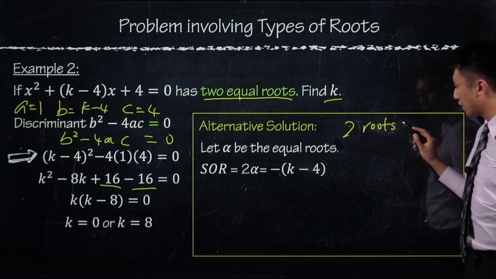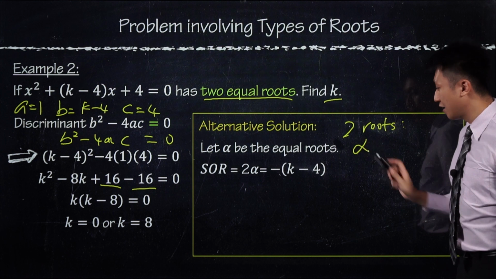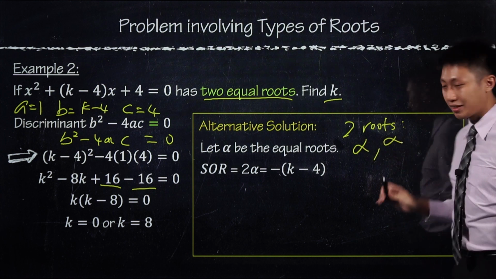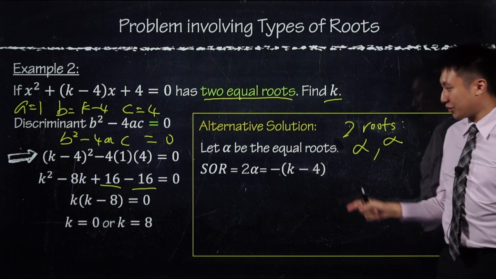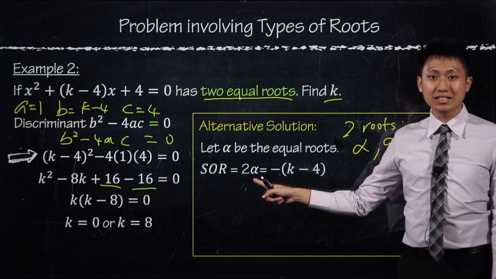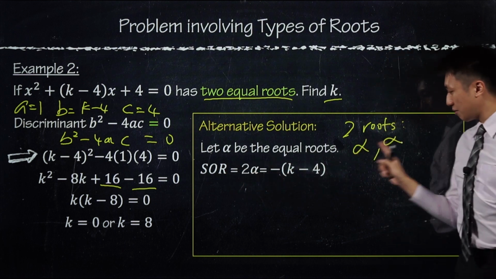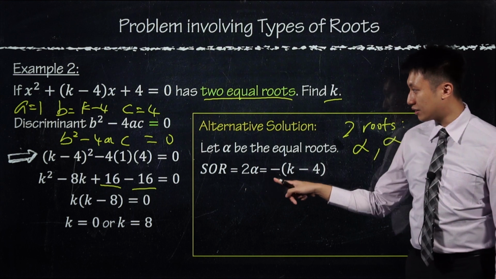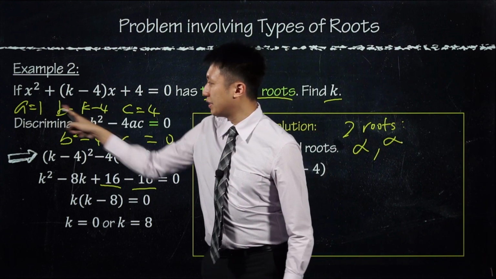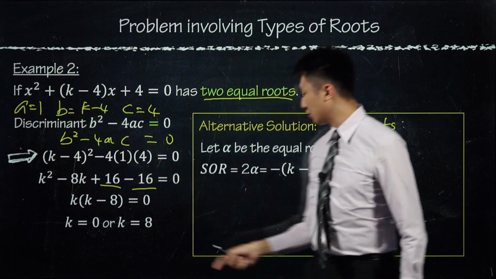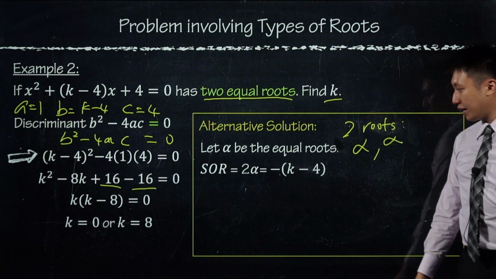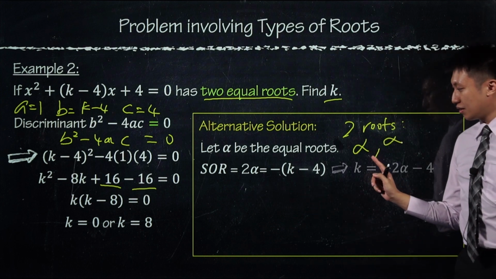What's the first root? Alpha. What's the second root? Alpha. Okay, alpha and alpha, so you get 2 alpha. Why is it 2 alpha? Sum of roots means this one plus this one. So 2 alpha is equal to negative of this thing, negative of k minus 4. Then product of roots means alpha squared.